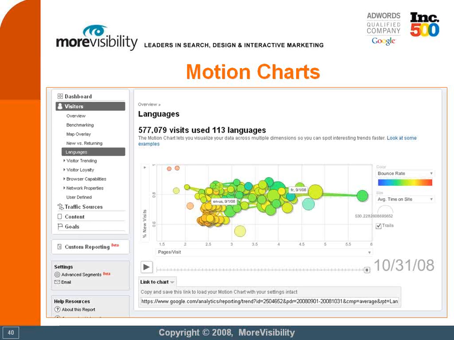There's no save button yet in Google Analytics. Hopefully they'll come up with something like that. But for now, you at least are given a link. It's kind of a long link, so just be careful that you copy all the parameters and paste them back again, because that's really what creates the motion chart. So save that link if you're interested in whatever motion chart you created, and that's the best way to get it back again.